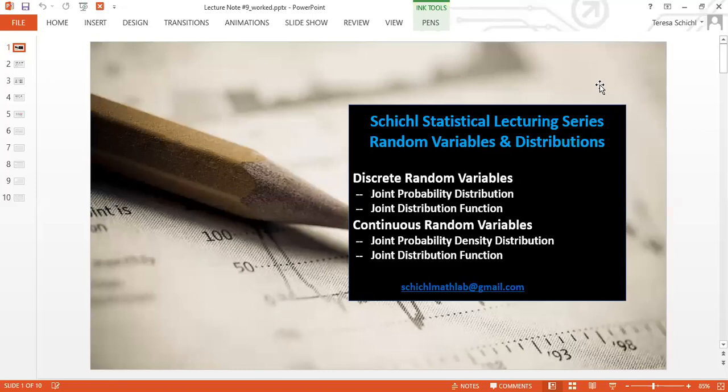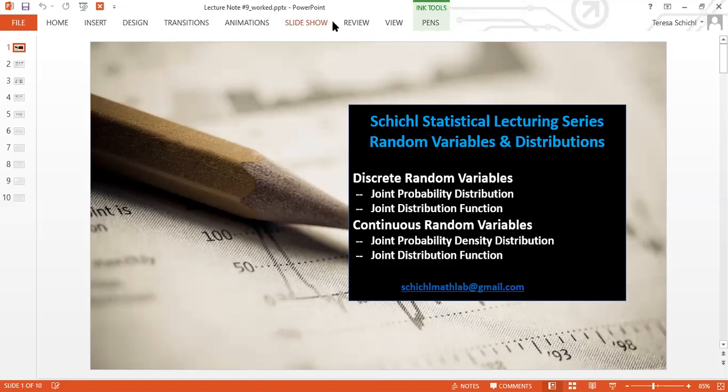So in the previous video, we started to talk about the joint probability distribution and joint CDF for the discrete random variable. For this video, we're going to talk about continuous random variables, how to find the joint PDF and how to find the joint CDF if your random variables are of continuous type. Just like the discrete one, every rule for the single random variable will follow for more than one random variable.